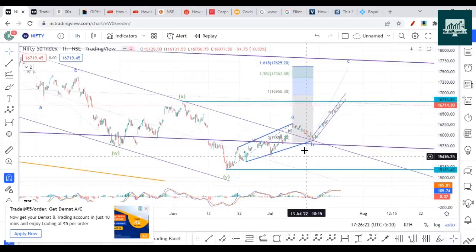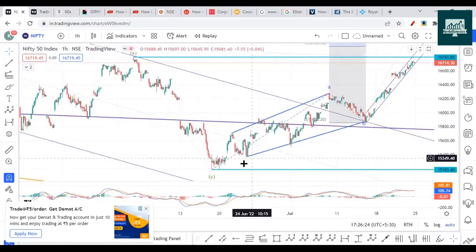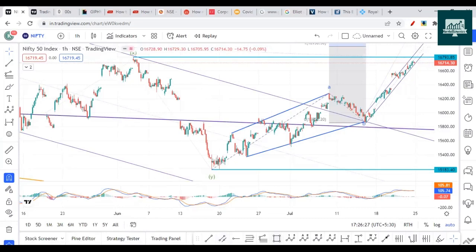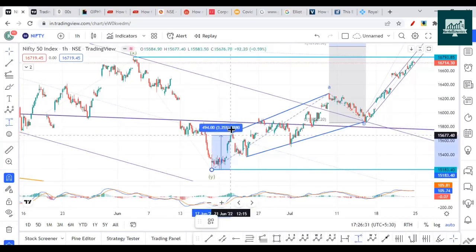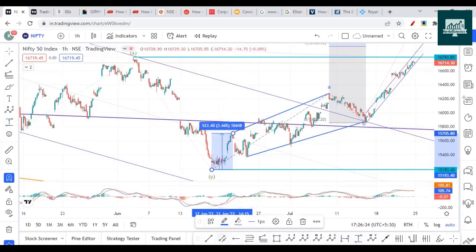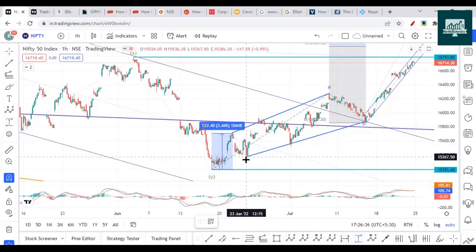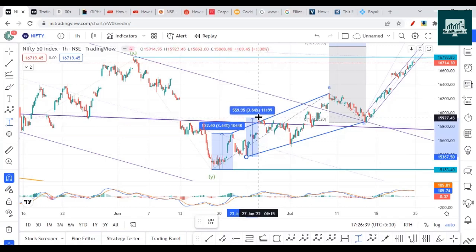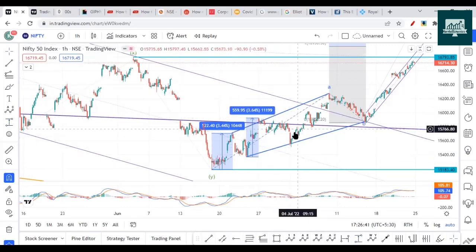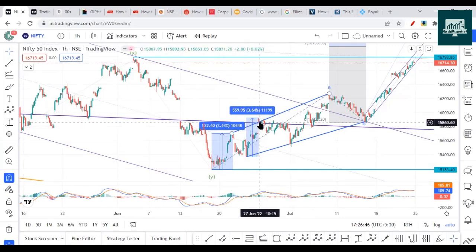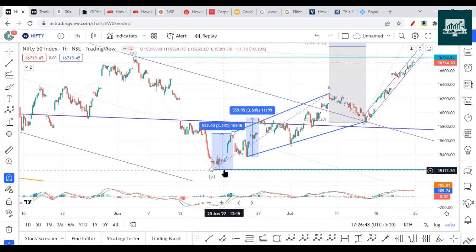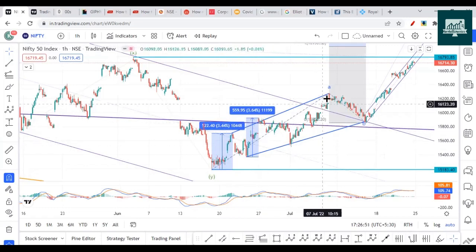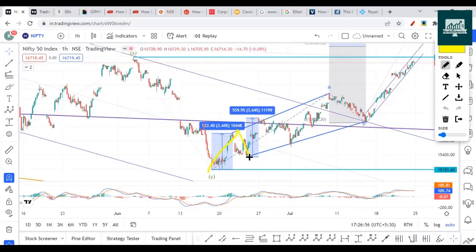Okay, let's check if the wave count is still valid or not. So here, wave C. If I plot from this point to this point, here you can clearly see that wave 1 is 522 points and wave 3 is 560 points. So this is bigger. Wave 5 is anyway bigger. So this wave count could be valid, and this could be a leading diagonal pattern.